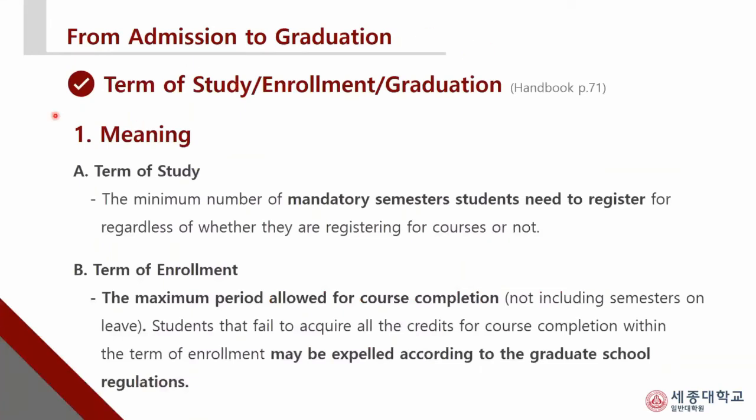Next, we will look at the term of study, enrollment, and graduation. The term of study refers to the minimum number of mandatory semesters that students need to register for, regardless of whether they are registering for courses or not. The term of enrollment refers to the maximum period allowed for course completion. So if students fail to acquire all the credits for course completion within the term of enrollment, they may be expelled according to graduate school regulations.